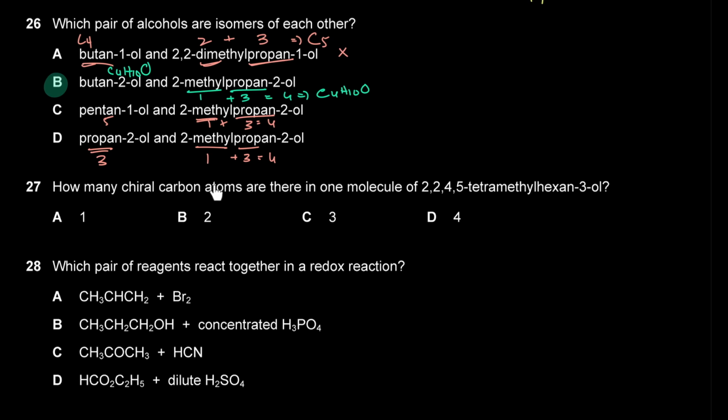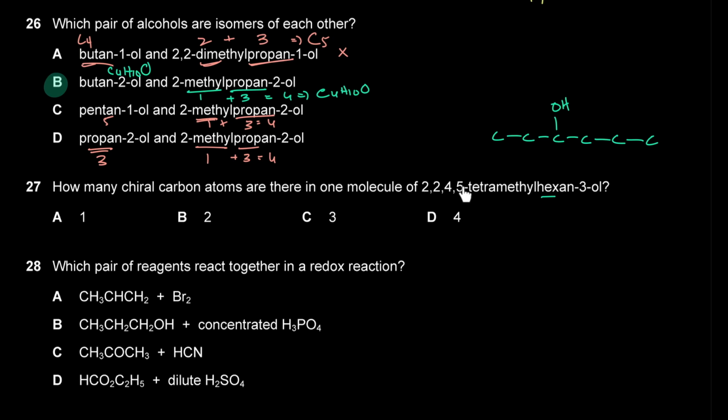How many chiral carbon atoms are there in one molecule of 2,2,4,5-tetramethylhexan-3-ol? So we're going to draw this structure out. We're going to start with the number of carbon atoms, right? We have hex, so that's 1, 2, 3, 4, 5, 6. That's our parent chain. It's hexane, so there's only single bonds, 3-ol. So there's an OH group on carbon number 3.